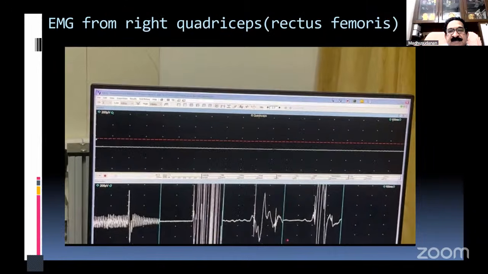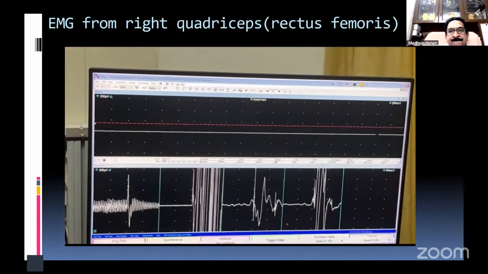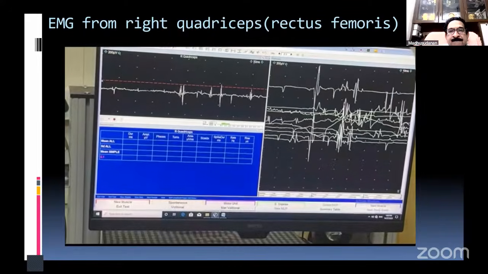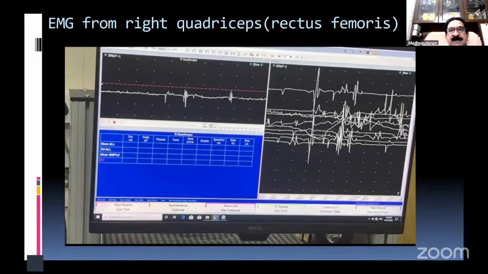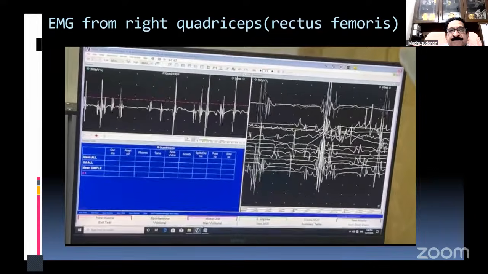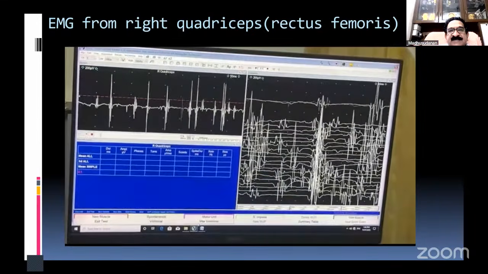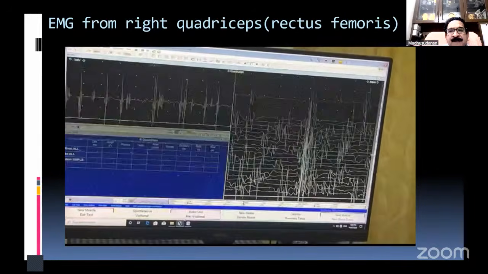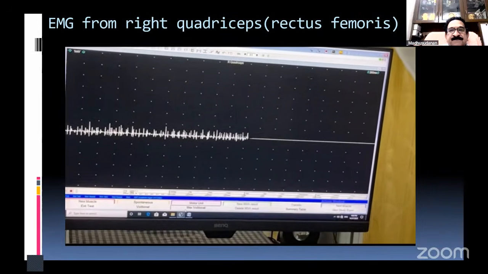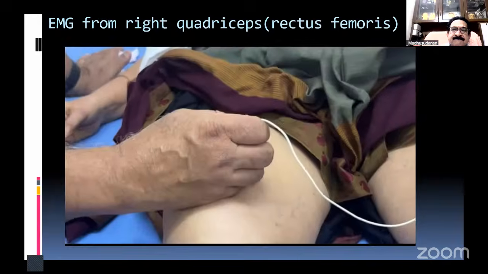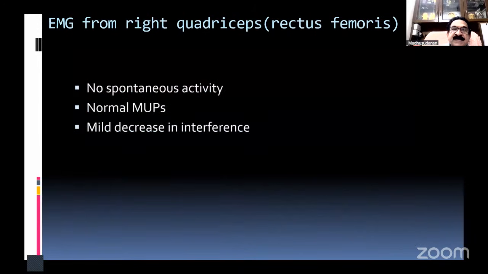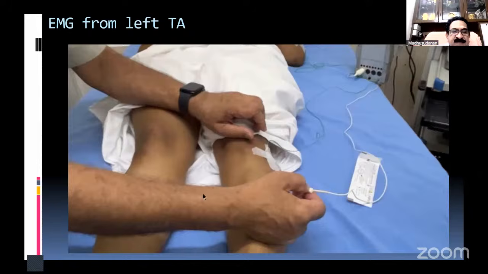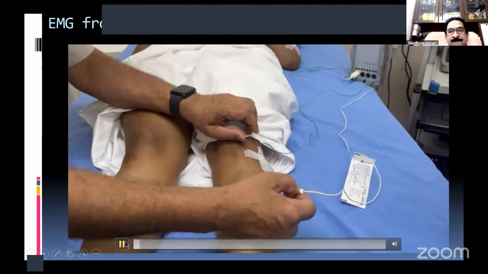Again, no spontaneous activity. Almost normal. It's polyphasic. But the interference has decreased. No spontaneous activity, normal MUPs, mild decrease in the interference. That is from the rectus. Then when I go to the left, TA, tibialis anterior.